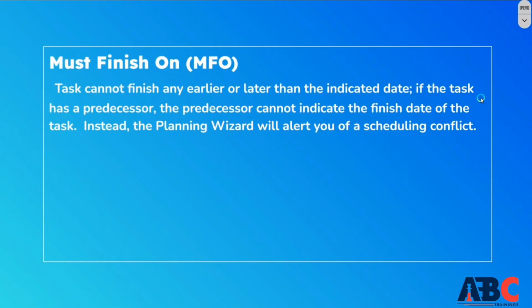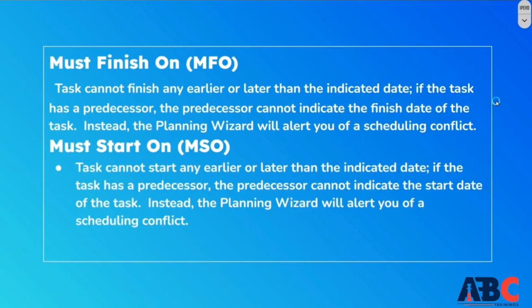Next is must finish on. Means you have a specific date. On that date you have to finish it. If there is a predecessor and it indicates the finish date of the task, so if you move it first, then you will get the planning wizard, and if you move it further, then also schedule conflicts can come. It is the same in must start on. The task can't start before and after. You have to start it on that day only. If there are any changes in it, the planning wizard will alert you that a conflict can occur.